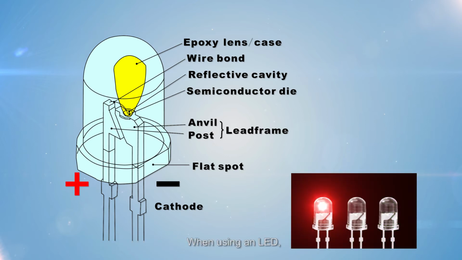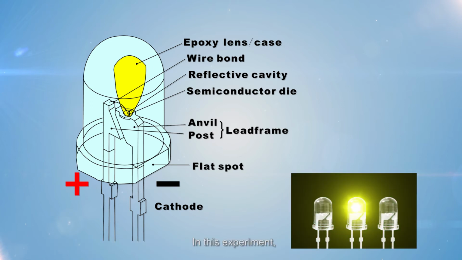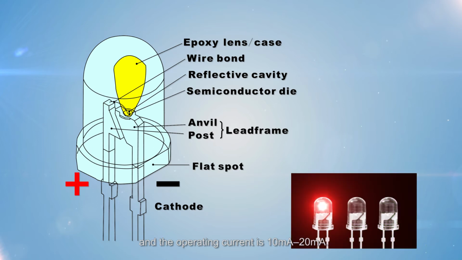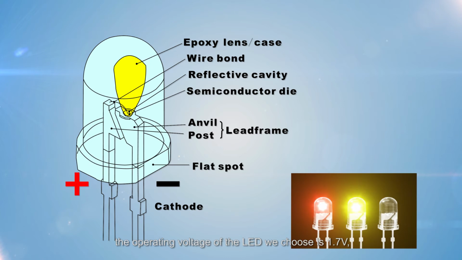When using an LED, you should connect a current limiting resistor to protect the LED from overburning. In this experiment, the operating voltage of the LED is 1.5 volts to 2 volts, and the operating current is 10 to 20 milliamperes. The power supply voltage of the SunFounder Arduino board is 5 volts. The operating voltage of the LED we choose is 1.7 volts, and its operating current is 15 milliamperes.